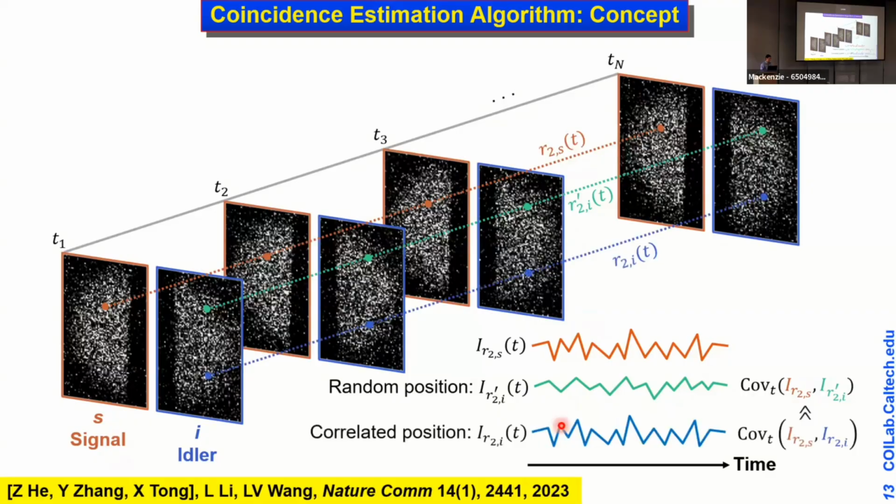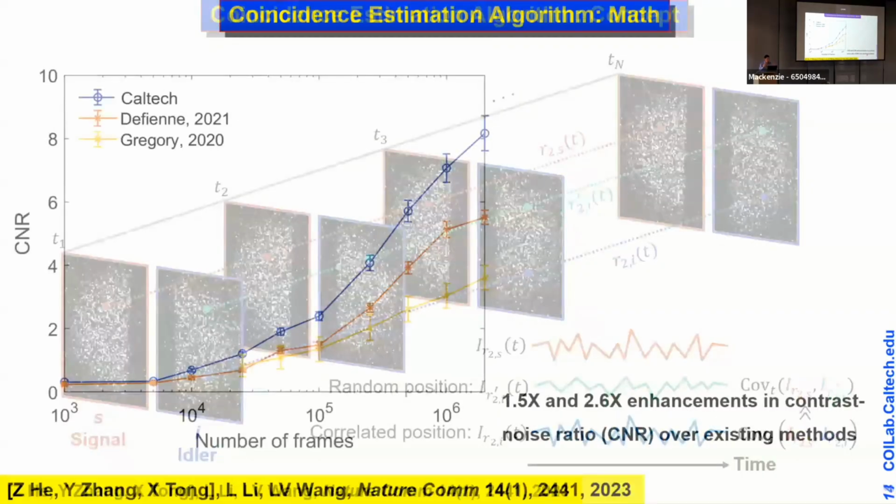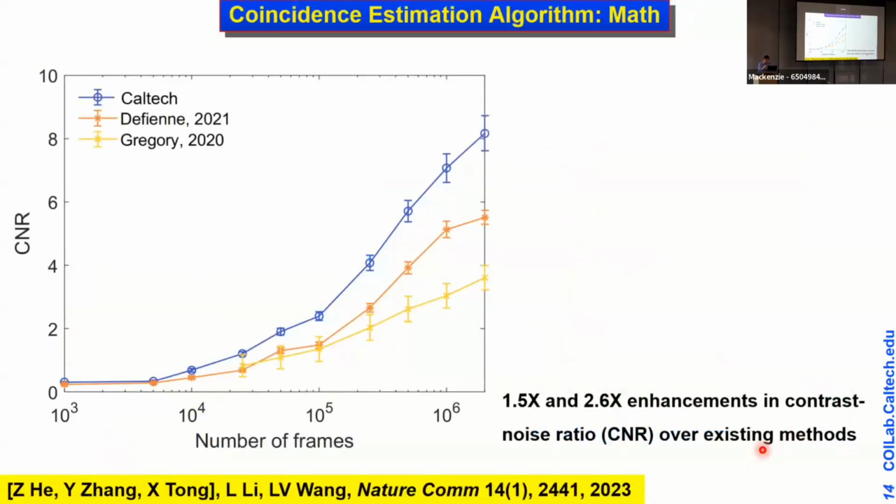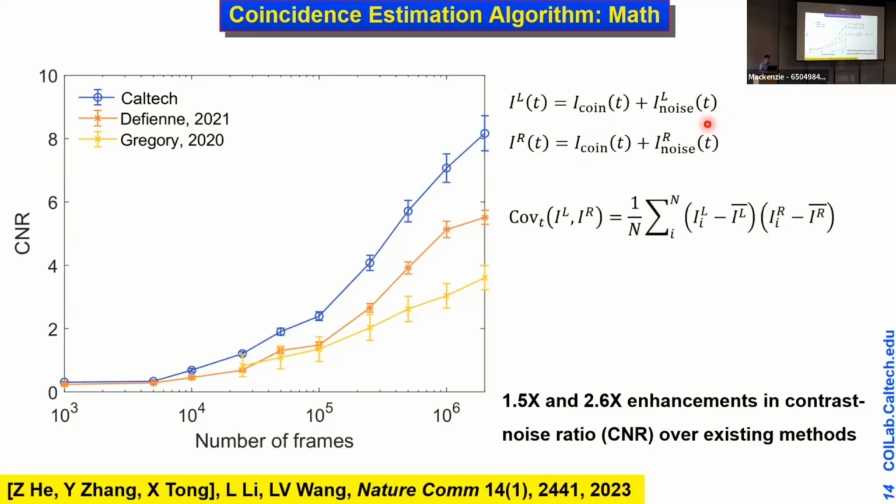But between correlated pixels, you will see a much higher covariance for obvious reasons, because the photons are correlated in those positions. So we need to build an algorithm to figure all that out. We were inspired by the earlier works, but we want to do a little better. So this is a simple model. You've got the left side and the right side between the 2 arms. This I coin is a coincidence true signal count, but you always have noise. You need to figure out the true signal.